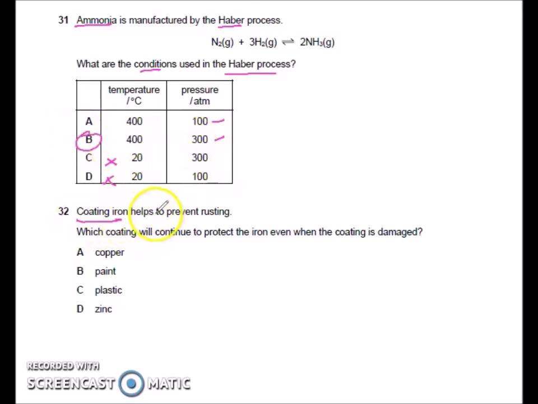Coating iron helps to prevent rust. Which coat will continue to protect the iron even after the coating is damaged? So it should be a metal which is much more reactive than iron. So it should be D. Zinc is much more reactive than iron. Okay, so this is like a sacrificial metal. Okay, now we continue with number 33.